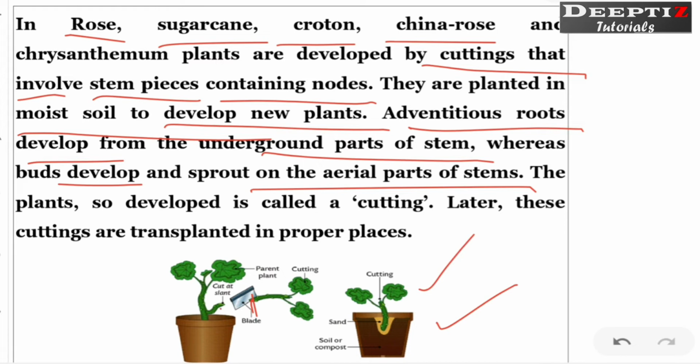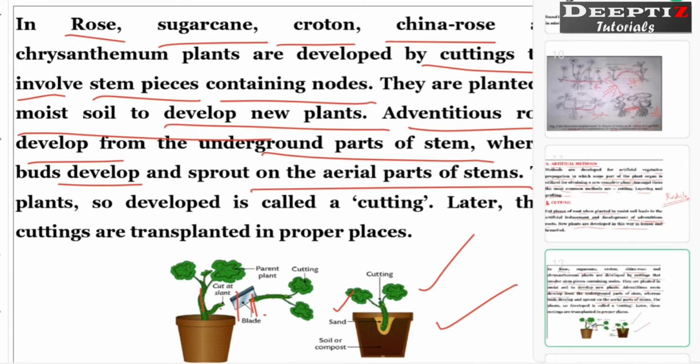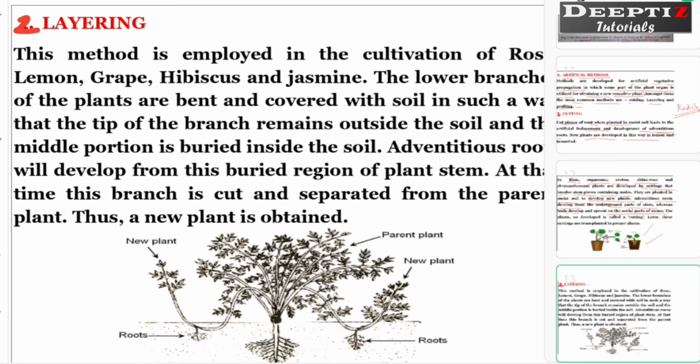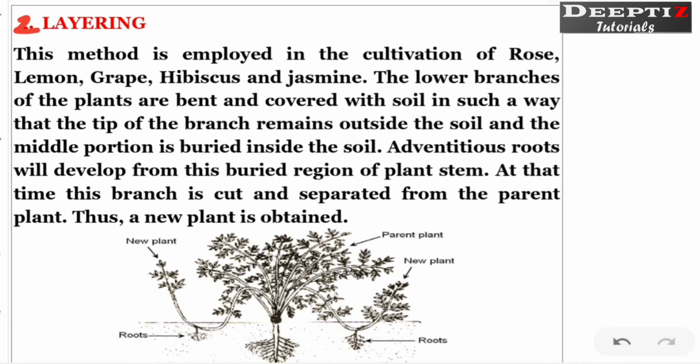The important point you have to remember is that here the new plant is grown away from the parent plant. Because if it is budding, the new plant remains on the parent plant, but in this case the new one is removed from the parent plant, then it grows as a new plant. In the second method, if you look at this image of layering, new plants we are growing here, but still it is attached to the parent plant.